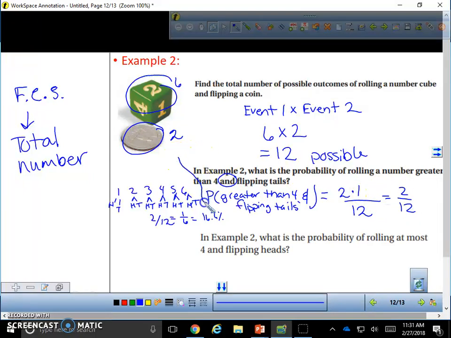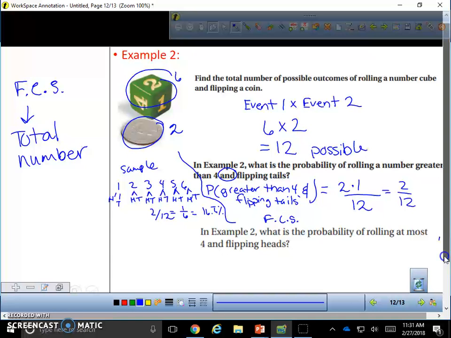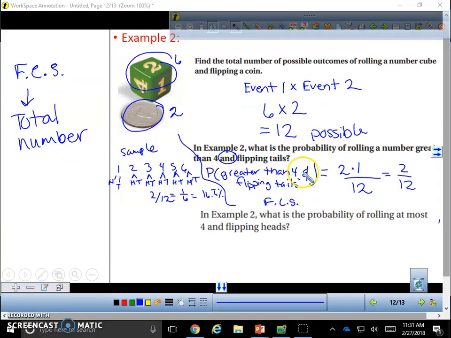So this was your sample space, and this was that fundamental counting principle. So there are your 2 options for solving. What is the probability of rolling at most a 4 and flipping a heads? Let's look at this using that fundamental counting principle.